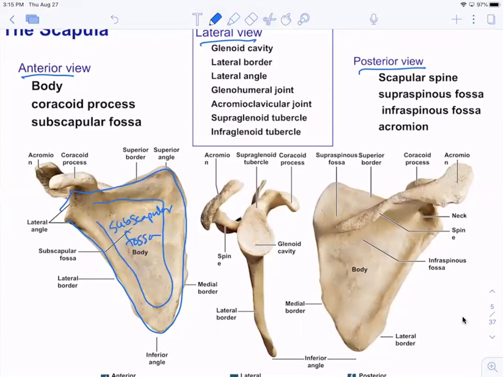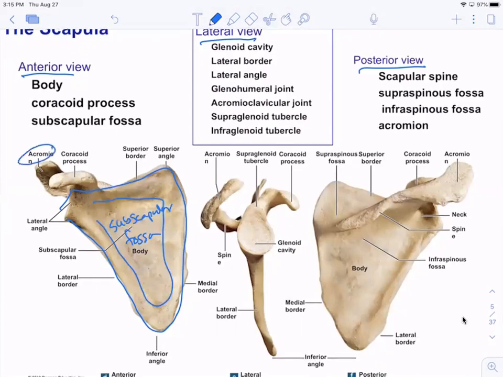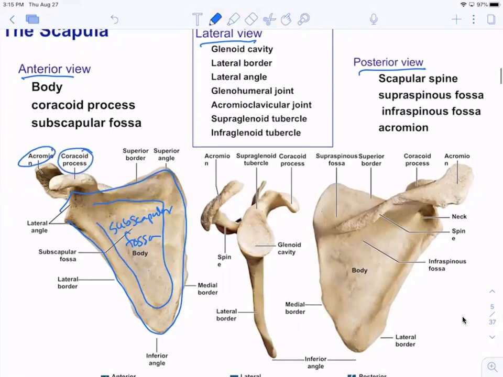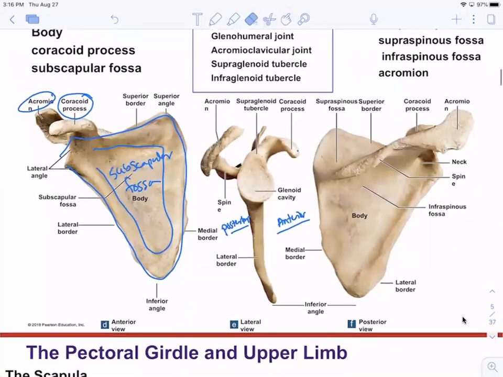So this is the anterior view. And anterior, you can see a couple of processes. One is the acromion and the other is the coracoid process. And so from the lateral view, the coracoid process, this, by the way, is the anterior, and this is the posterior side. Okay, so anterior and posterior side, because we're looking at it laterally, right? So this is the lateral view right here.